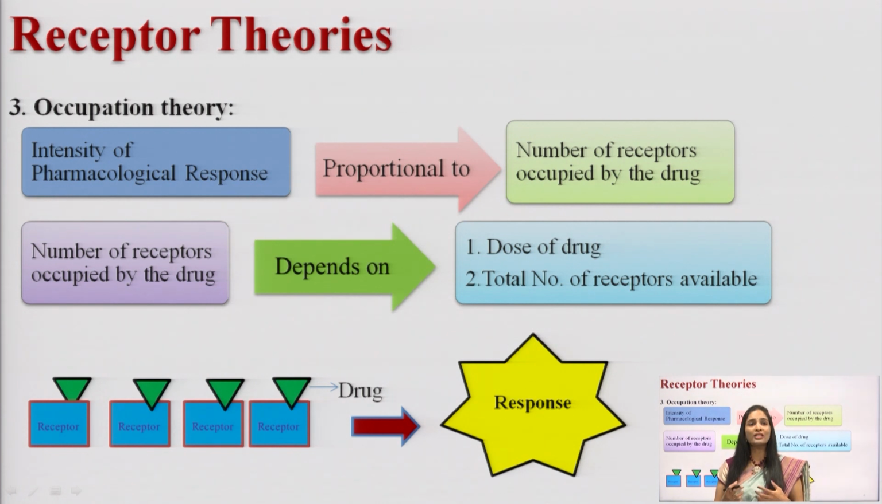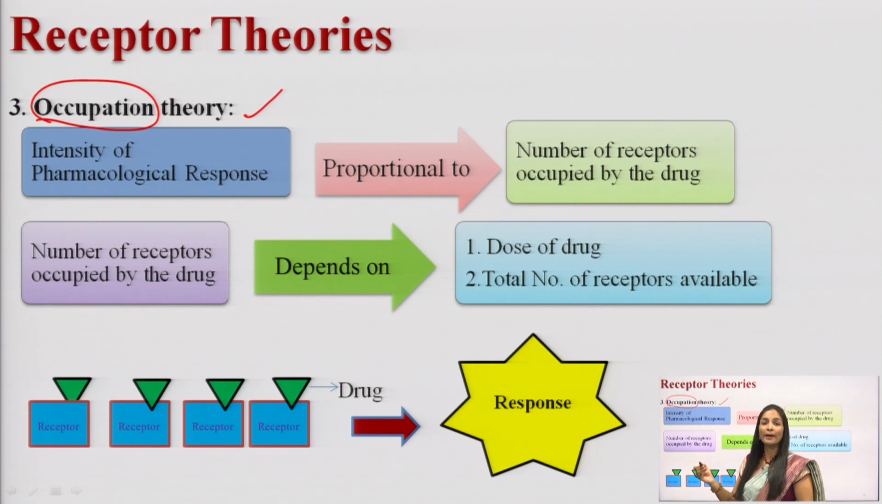The number of receptors occupied by the drug will depend upon the dose of a drug and the total number of receptors available on a particular tissue. So, this will represent the occupational theory. So, what is occupational theory? Here the name represents occupation. So, what should be occupied here? The receptor should be occupied by the drug.